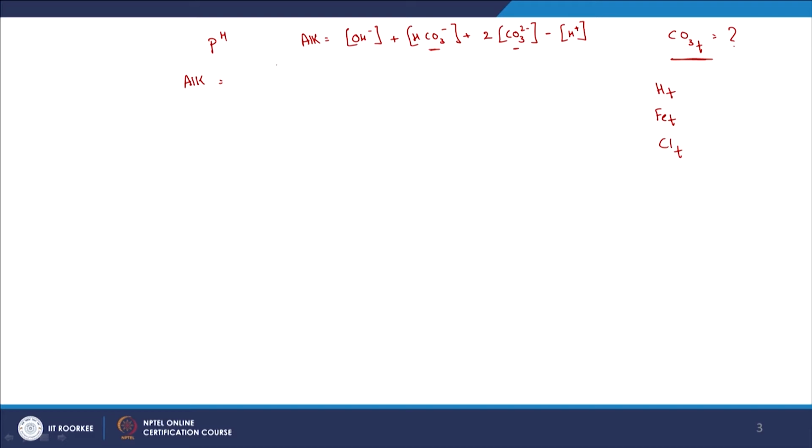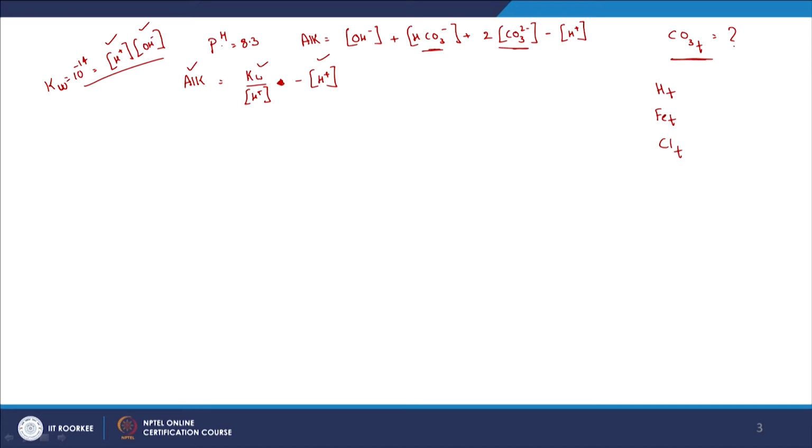So OH minus I can calculate because pH is given as 8.3, and I know that Kw is 10 to the power minus 14, which is equal to the concentration of H plus times the concentration of OH minus. So pH is given, or H plus is given, so I can calculate OH minus. So alkalinity is equal to Kw by H plus, plus HCO3 minus plus 2 CO3 2 minus, which I am going to plug in now, but first I am going to plug in H plus. So these two are known values, alkalinity is a known value.